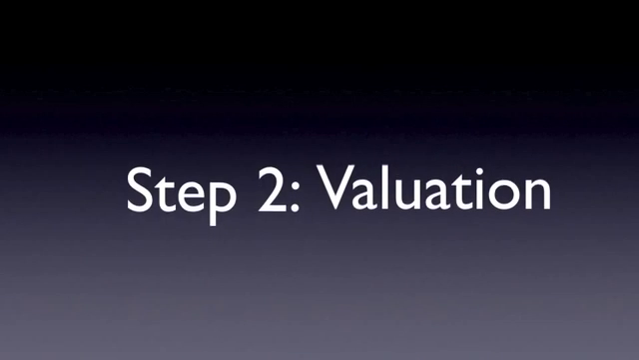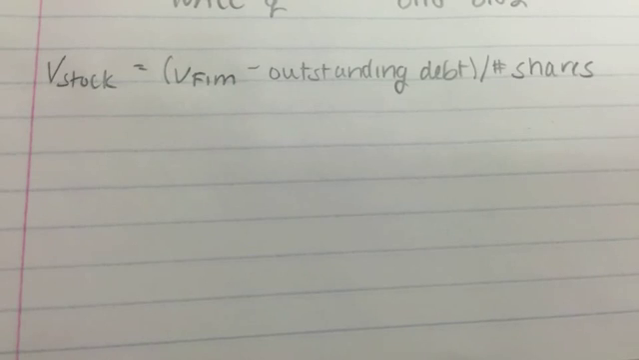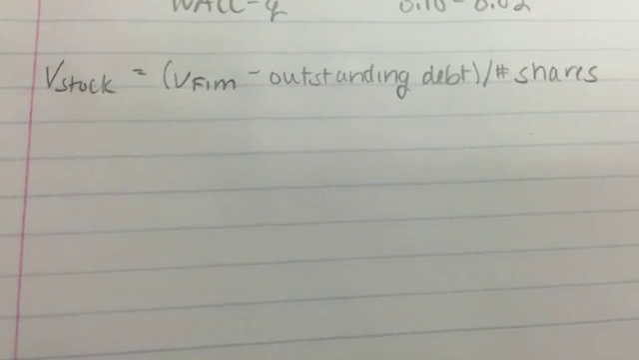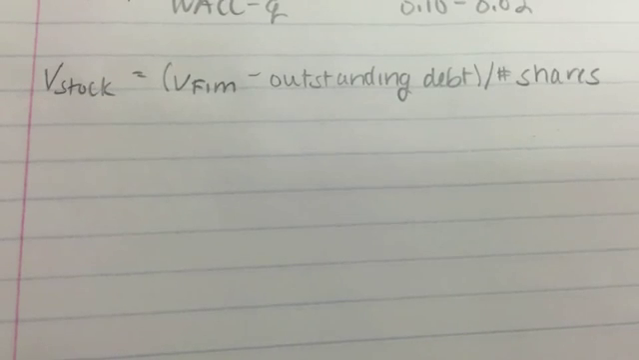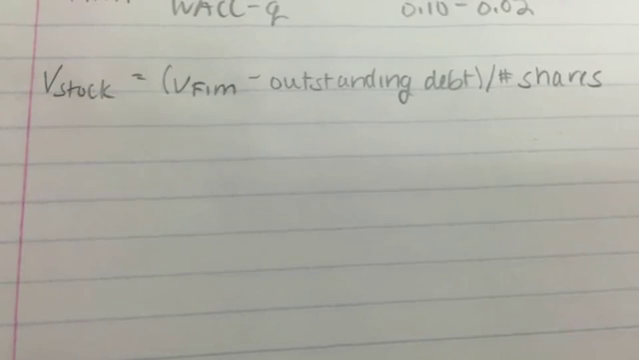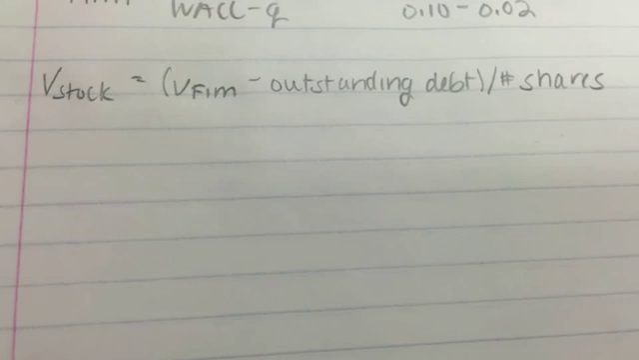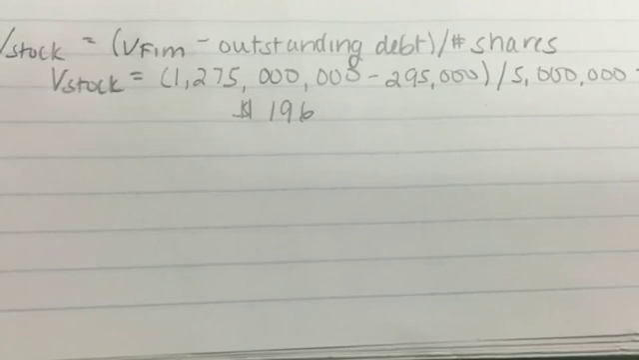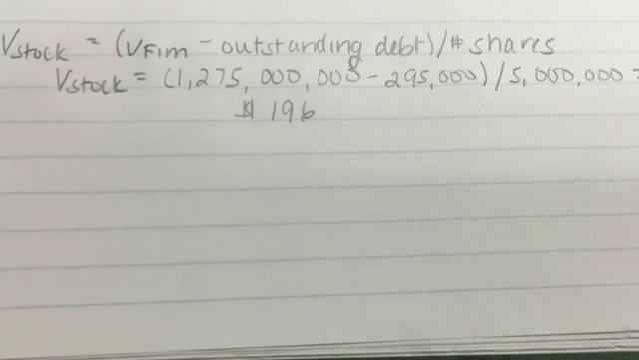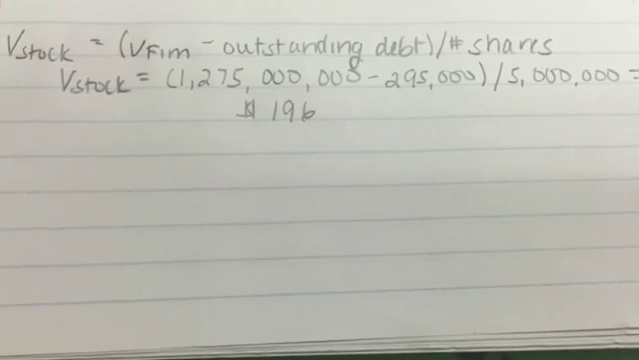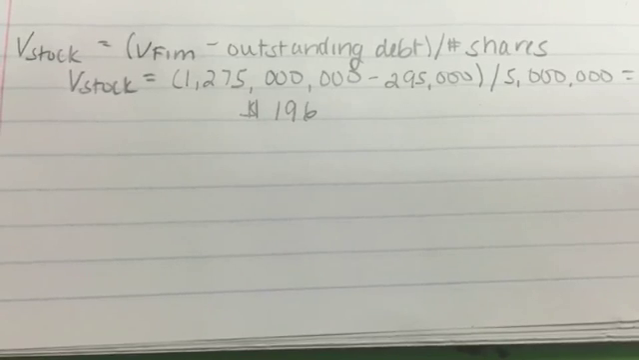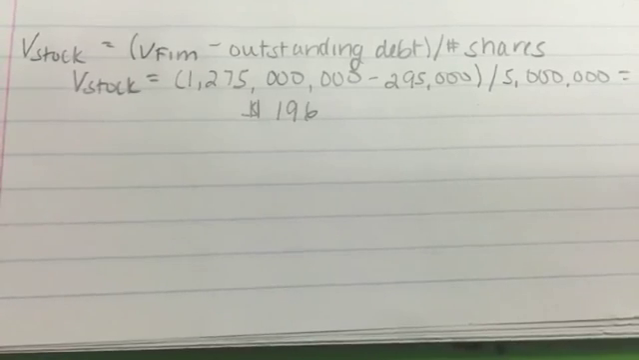Our second step is going to be evaluating our stock. In order to evaluate our stock, we have to solve the intrinsic value of the stock. The equation is value of stock equals value of firm minus outstanding debt, divided by number of shares. We plug in the value of the firm that we just calculated and subtract outstanding debt, which is given to us in our data. We then divide by the number of shares also given to us in our data to come out with a number of 196.